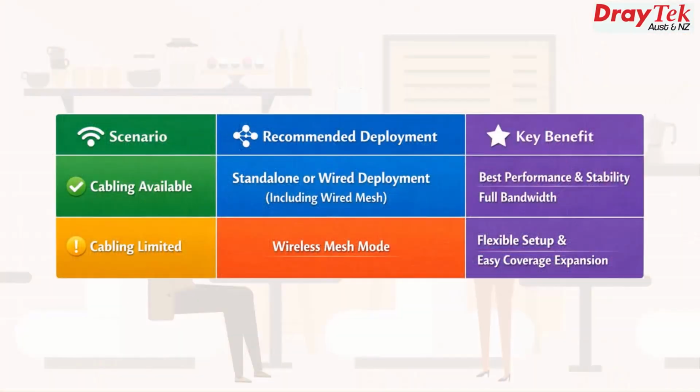So in short, if cabling is available, standalone or wired deployment, including wired mesh, gives the best performance. If cabling is limited, mesh mode provides flexible coverage expansion. Both options help improve Wi-Fi coverage, reduce black spots, and deliver a better user experience.